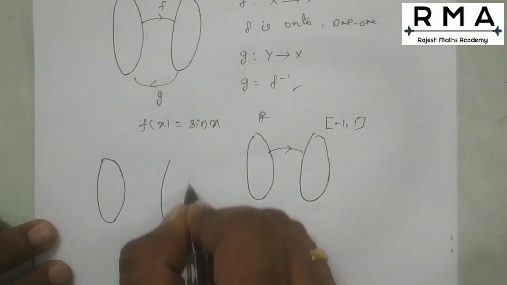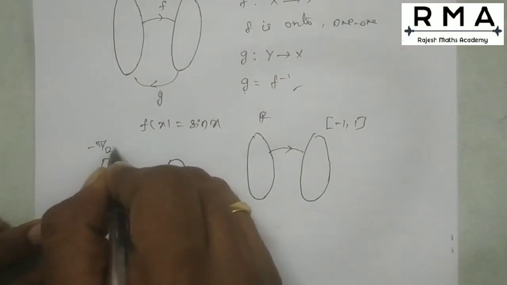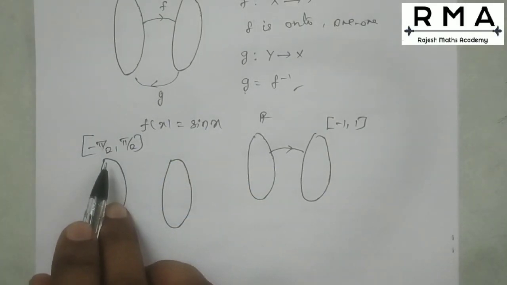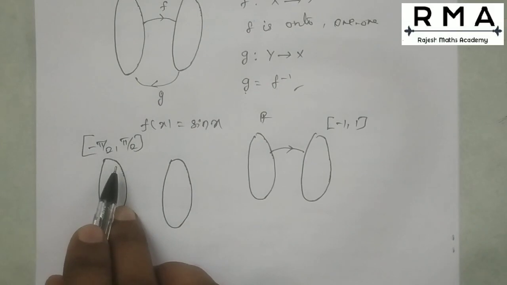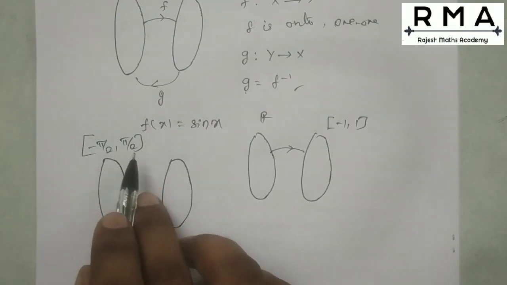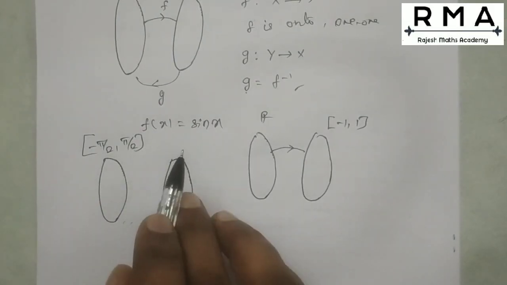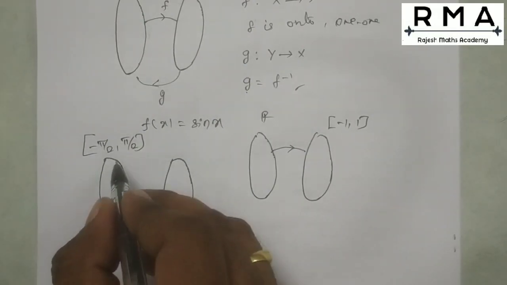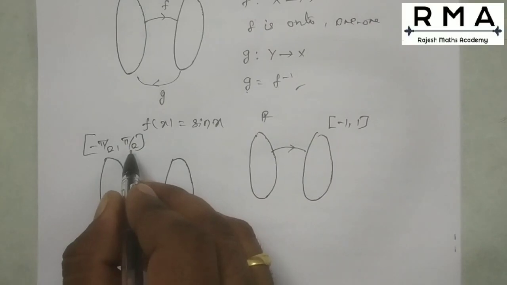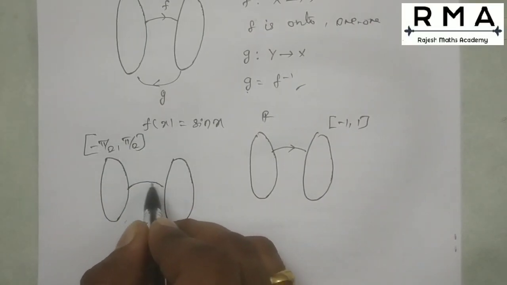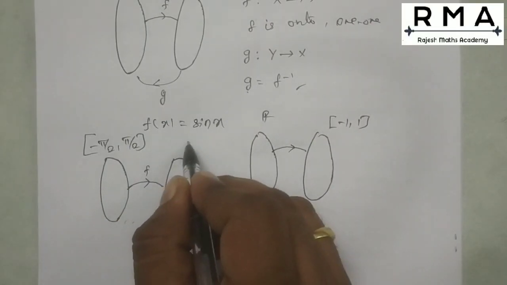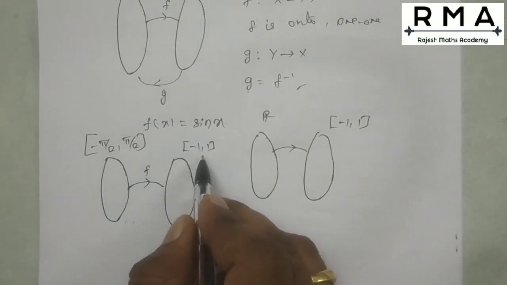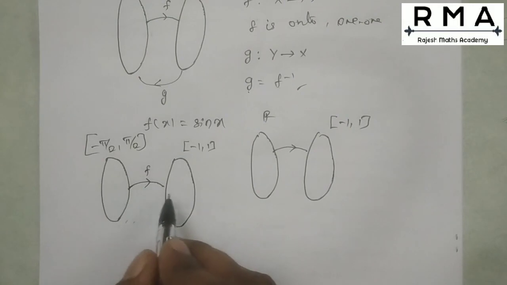For example, I will take minus pi by 2 to plus pi by 2. Instead of this, I can take minus 3 pi by 2 to minus pi by 2, or pi by 2 to 3 pi by 2, or 3 pi by 2 to 5 pi by 2. Like that, I can take any interval. For our convenience, I am taking minus pi by 2 to plus pi by 2. Now the function from minus pi by 2 to plus pi by 2 to minus 1 to 1 will be one-one and onto.